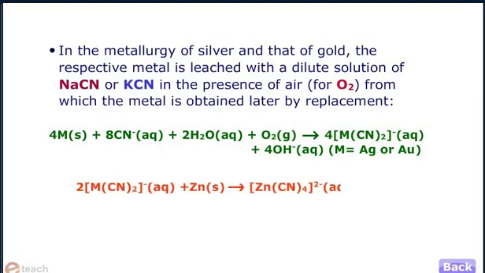2[M(CN)2]⁻ (aq) + Zn (solid) gives [Zn(CN)4]²⁻ (aq) + 2M (solid).